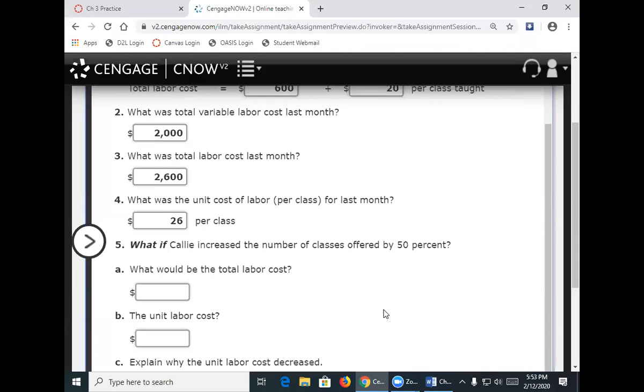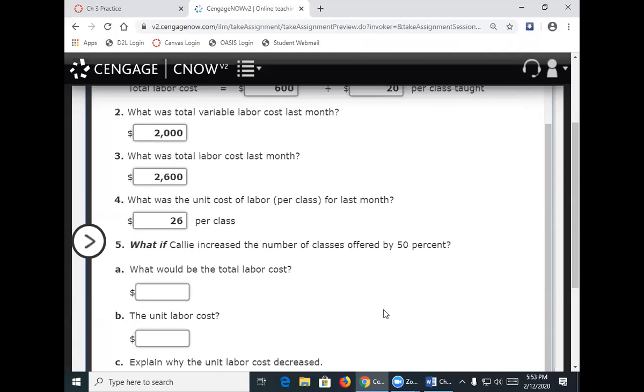So my 600 stays the same. Do my variable costs per class change? The $20, does that change? No, it stays the same, right? We're still paying them $20 per class. The only thing that's changing is we're now teaching 150 classes. Okay. So what's my new total labor cost? 3,600. Very good, 3,600.